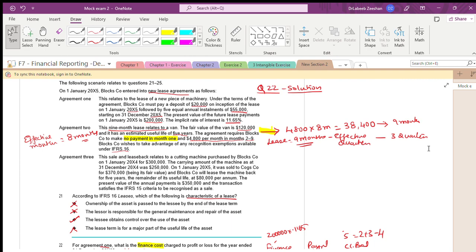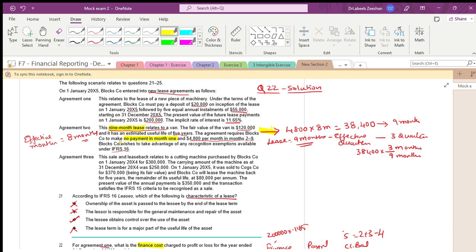38,400 into 3 by 9. 3 months divided by 9 months. Because see the things, it is a 9-month lease. Total how many months? 9 months. Out of the 9 months, we have to.